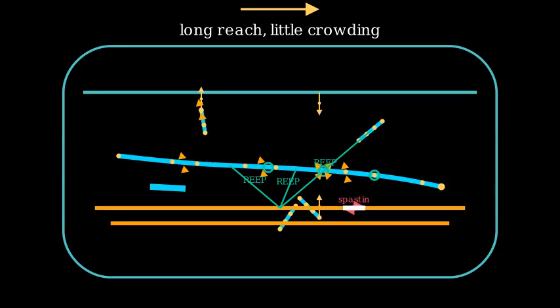Another key player is atlastin, a fusion GTPase that stitches tubules together by homofusion. Two atlastins on opposing membranes bind and pull the bilayers into a diaphragm, then fuse.